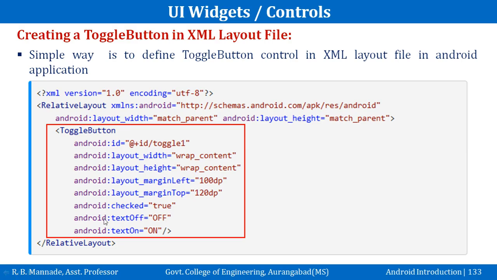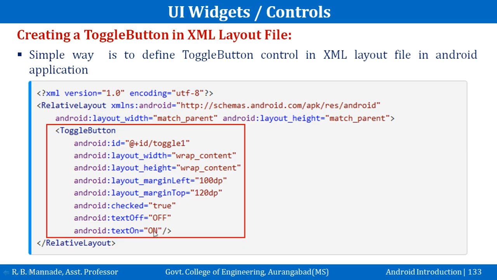And the remaining two parameters are textOff and textOn. So textOff is set to OFF and textOn is set to ON. It means whenever your switch is in the off state, the text of your toggle button will be displayed as off. Whenever the switch is turned on, the text of that toggle button will be set to ON.